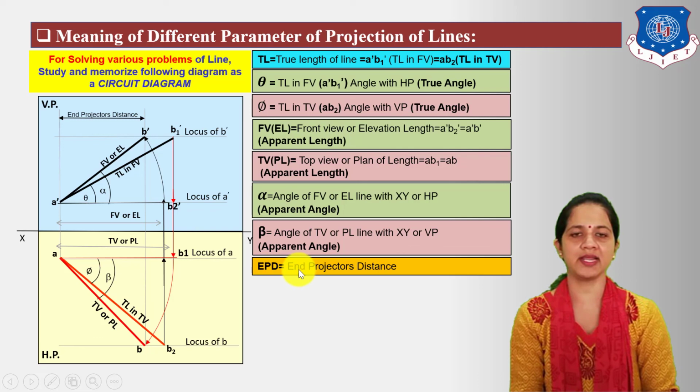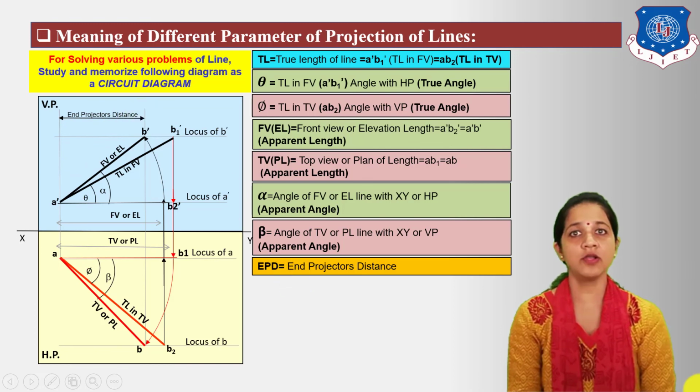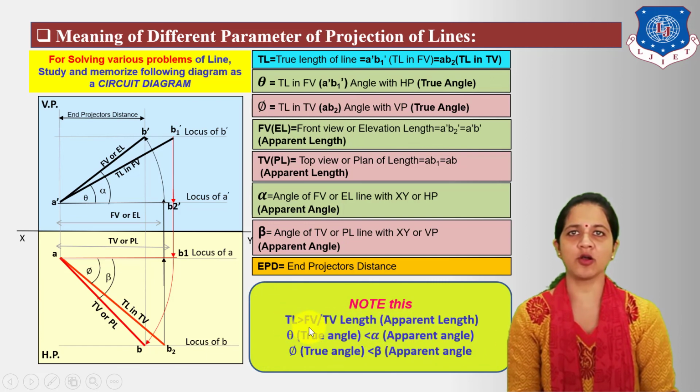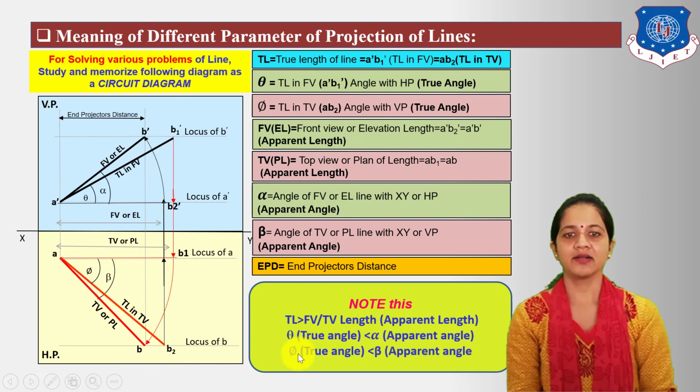Next, EPD, end projector distance. Now the distance between the A dash A projector and the B dash B projector is called end projector distance, EPD. Now what is the conclusion of this diagram? True length is always greater than front view or top view apparent length. Theta, the true angle, is always less than apparent angle alpha. Phi, the true angle, is always less than apparent angle beta.